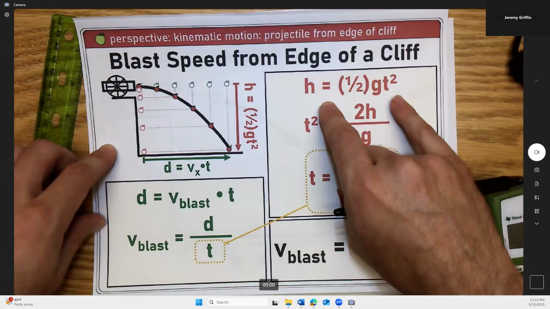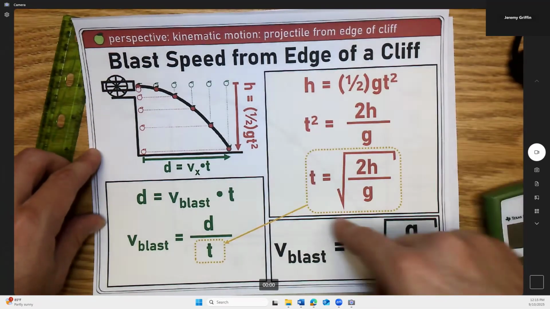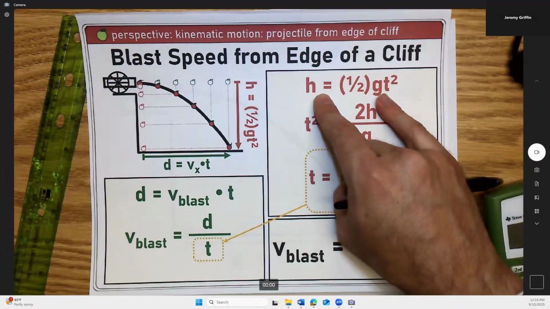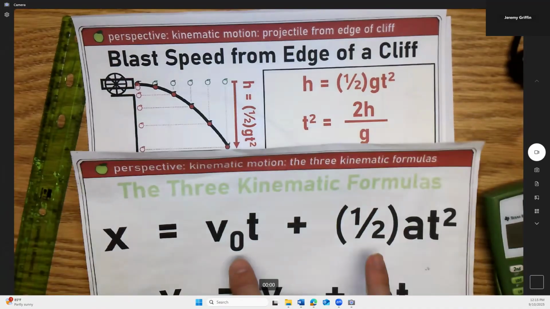So everything in red here is vertical. You guys see everything in red is vertical. Okay. So see, h equals, is that a modified version of this one? v naught t plus half a t squared.